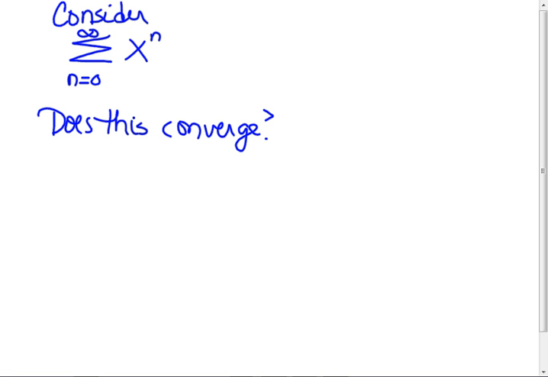Okay, Michael, Matt, does that series converge? Grant says it depends on what x is. What kind of series is this? Okay, it's geometric.